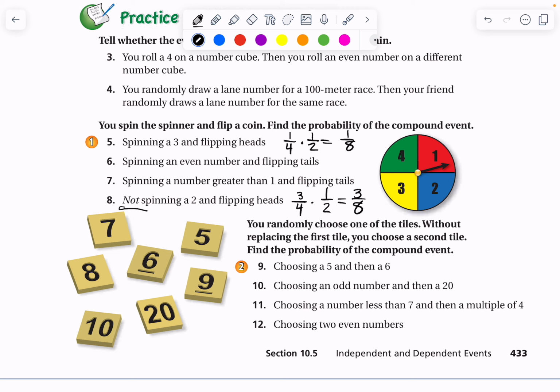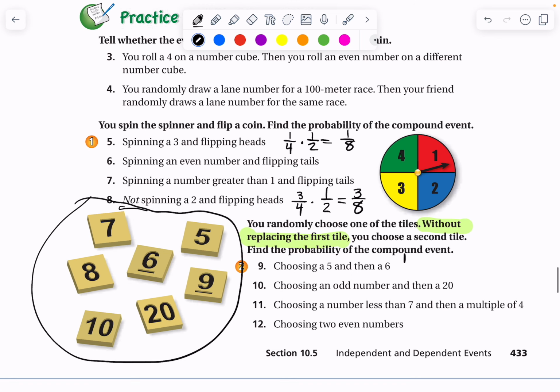So if we look at 9 through 12, it says you randomly choose one of the tiles without replacing the first tile. You choose the second tile. Find the probability of the compound event. These are going to be dependent events, because once I remove that first tile, all of the probabilities have changed. I want to know the probability that I choose a 5 and then a 6. Right now, if I look at this collection of tiles, the probability that I would choose a 5: there's one 5 out of the 7 tiles. So I have a 1 in 7 chance.